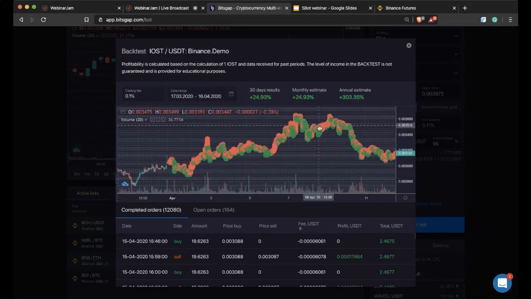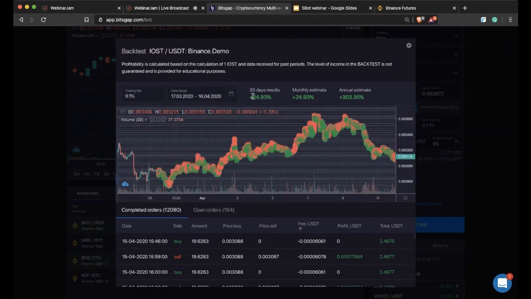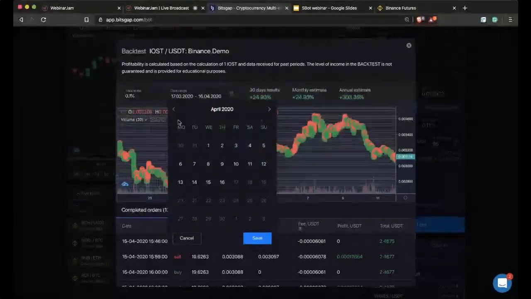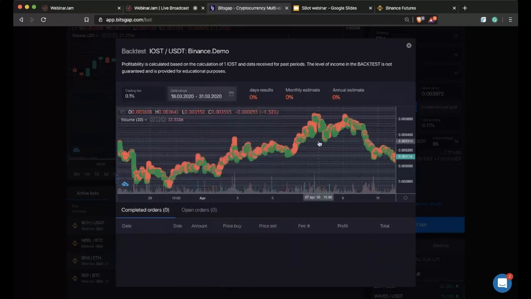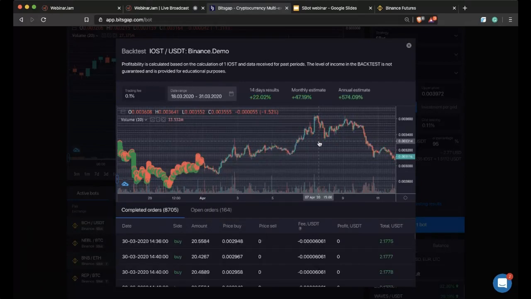So that's exactly what the bot would have generated for you if you initiated the bot on the 17th of March. And you can also check its performance for a shorter period of time, let's say 18th till 31st of March. So here we go. It would make you 22%.